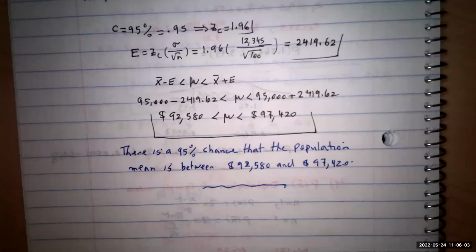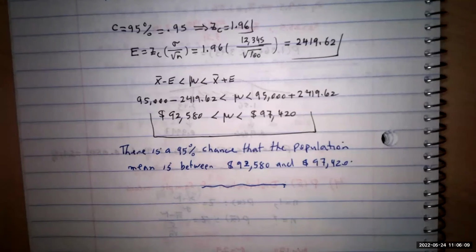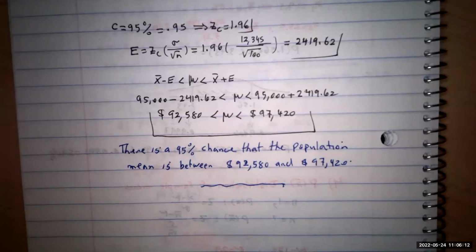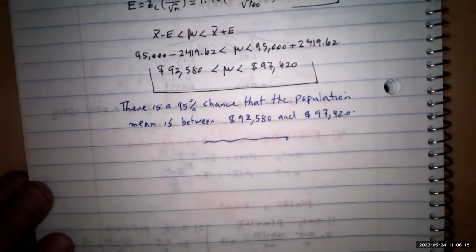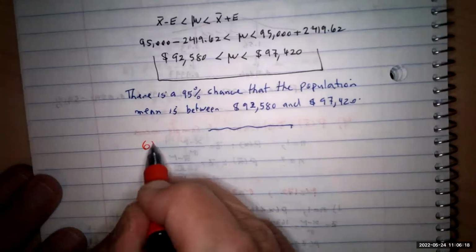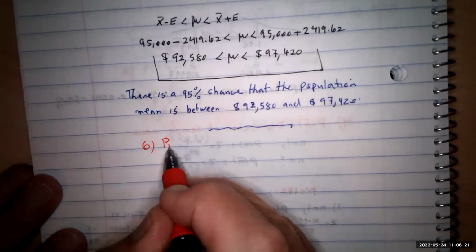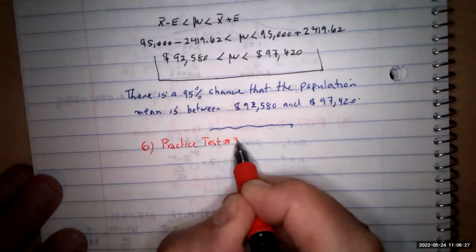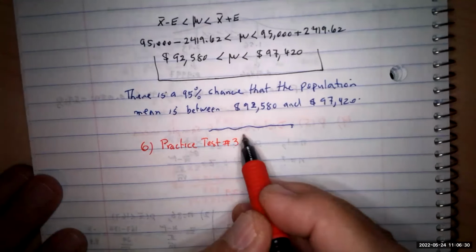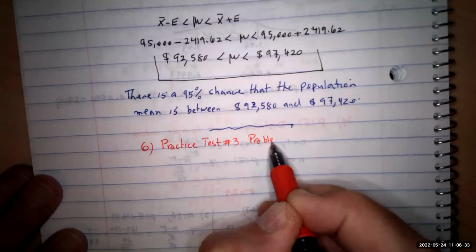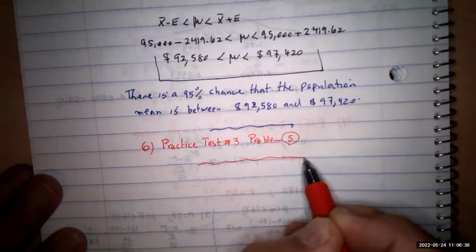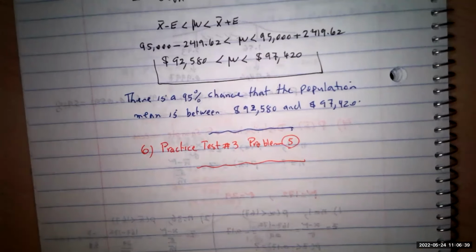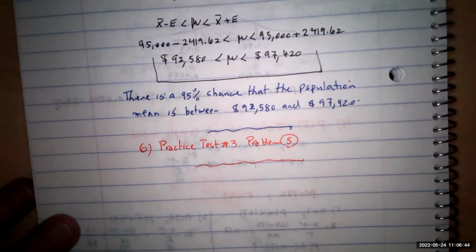So this is the case when sigma is known, for number 5. Number 6 is the same category, and you can check practice test number 3 that we did to see the solution. It's problem 5, about the English teachers. It's the same category because sigma is known. So that would be case 1. Any questions?